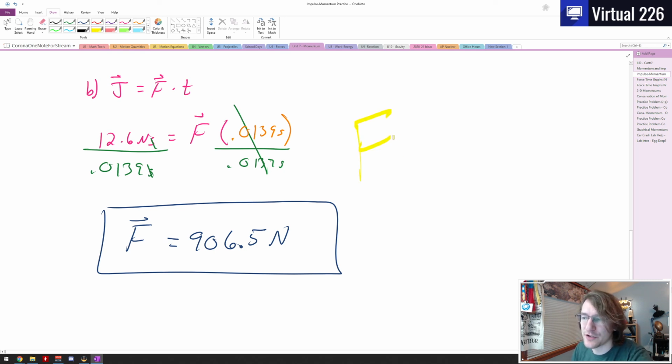It's just the impulse-momentum equation. The big thing is recognizing that when directions change, you need to consider that velocity is a vector, and that some things might be positive and some things might be negative. But that's it. We're finished.